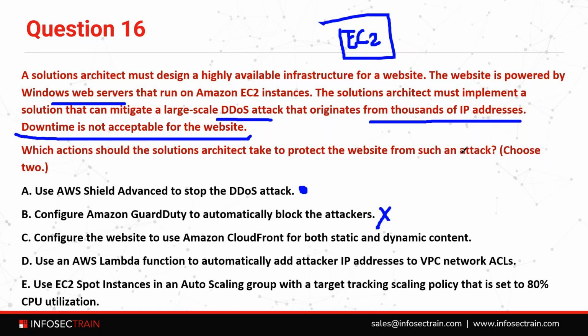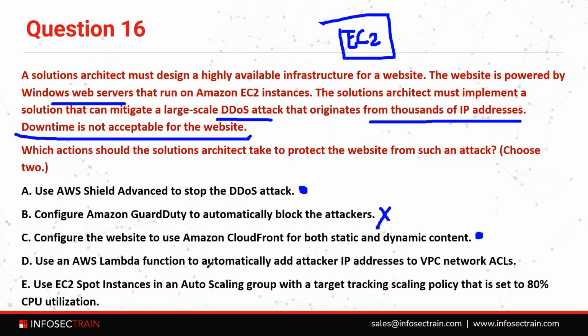Okay. The next option is to configure the website to use Amazon CloudFront for both static and dynamic content. So what is actually happening in CloudFront? It creates edge locations. This will act as a shield by absorbing the DDoS traffic at the edge location. So that could be a mitigation strategy. That's the one.